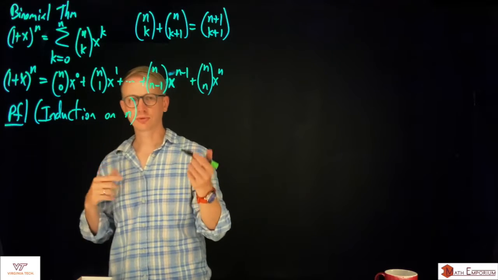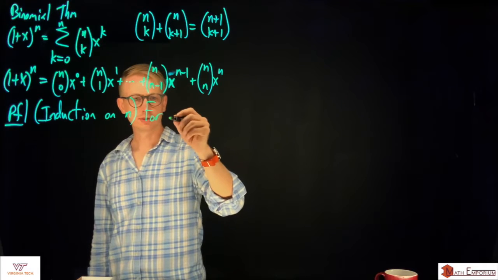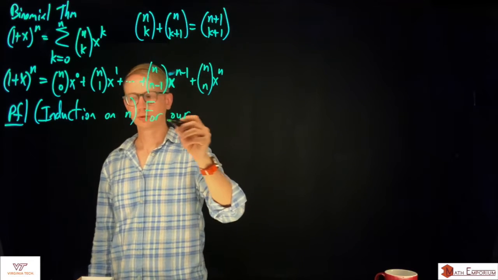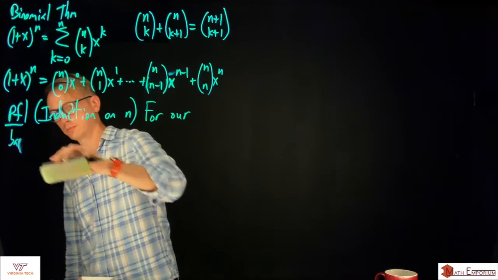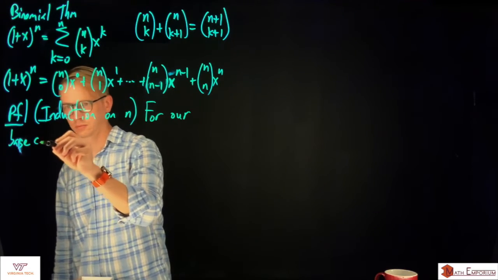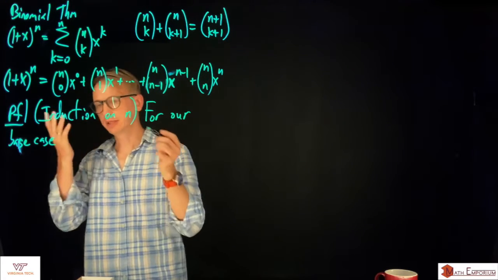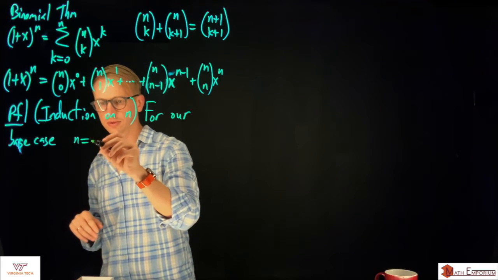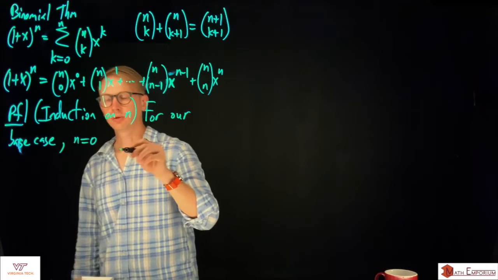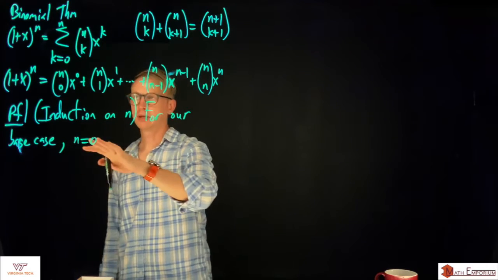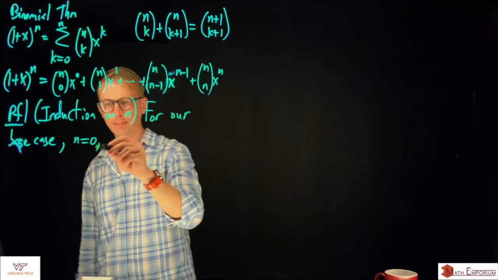Now for induction, of course we need a base case. So let's use complete sentences here. For our base case, I usually ask the class which one they want to use, but n equals 0 is the one I'll choose. It's the most fundamental case. What we have to do is show that it's true. We actually have to do the calculation and check that the left-hand side and the right-hand side are equal. So base case n equals 0.